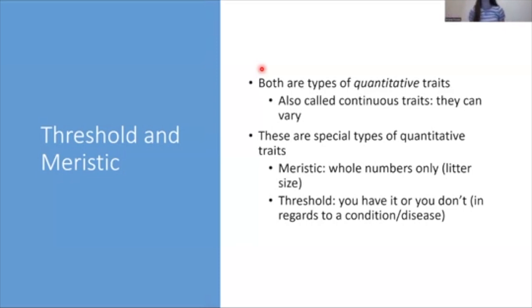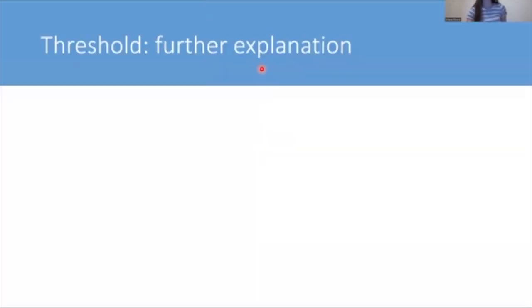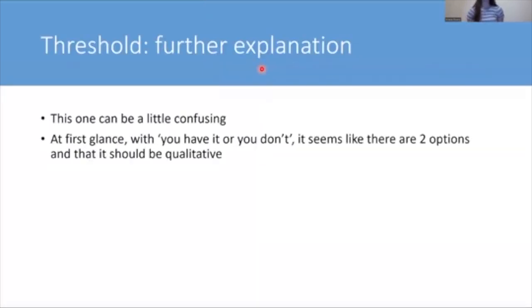The second type of quantitative trait that you have to know is a threshold characteristic. And in this one, it's always talking about in regards to some sort of condition or disease or disorder. And you either have it or you don't. We're going to talk a little bit more about this one because students usually get a little bit more confused here than with the meristic. So at first glance, if you were to say, okay, I have it or I don't, that's two options. That's like dominant recessive. It should be qualitative.